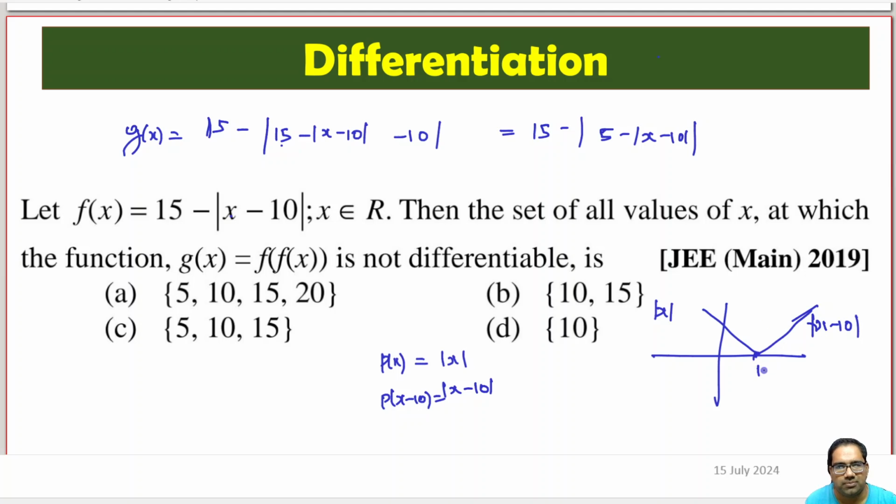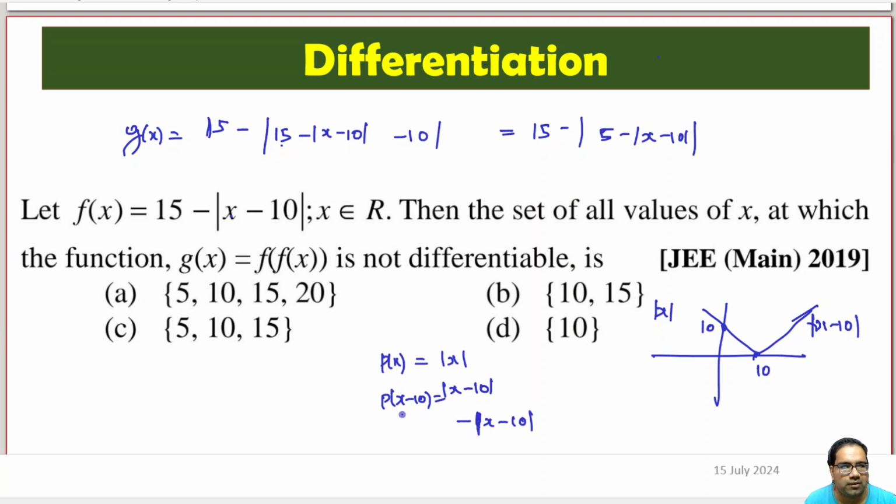So what is this point? This point is 10. And what is this point? This point is also 10. When x is 0, then obviously absolute value of x minus 10 is equal to 10. This is absolute value of x minus 10. Now we want 5 minus absolute value of x minus 10. So let us create minus of absolute value of x minus 10.